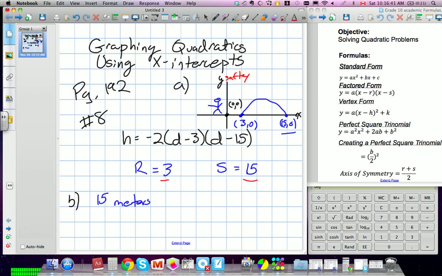So we're going to solve all of these, but we'll just go through the questions first. C says, what's the max height of the rocket? What's the max height? And how far from the wall is it at that point?